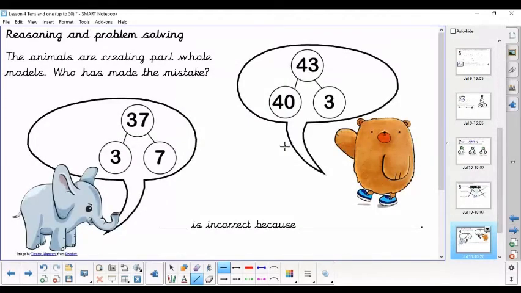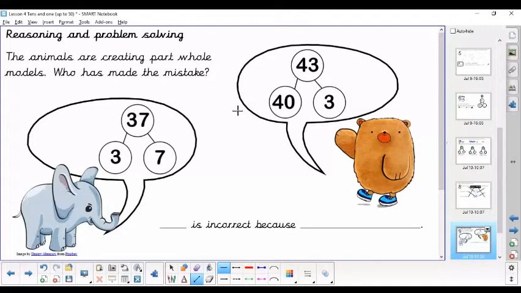Okay, moving on to reasoning and problem solving. The animals are creating part-whole models. Who has made the mistake? Pause the video, have a go at writing it down or discussing it with someone who's next to you. Okay, so we know that there is one animal that has got the wrong answer using the part-whole model.